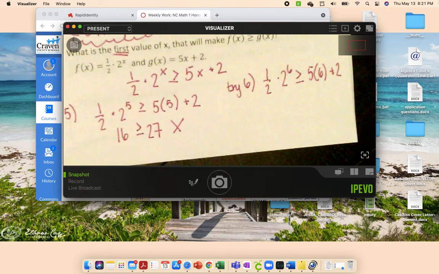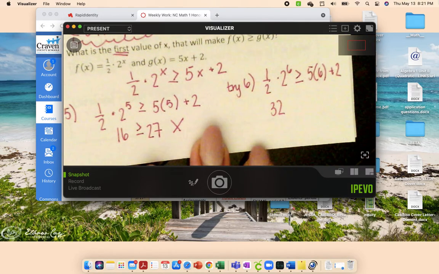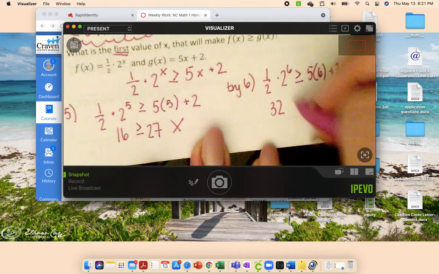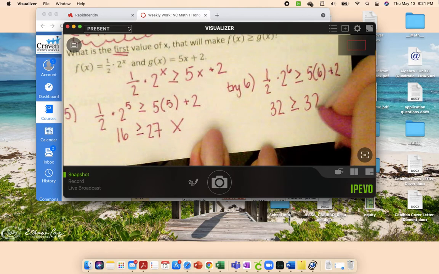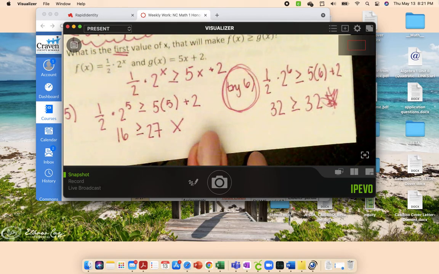All right, and half of 64 is 32. And we know 5 times 6 is 30, and 30 plus 2 is 32. And this is our answer. So that's going to be a guess and check problem.